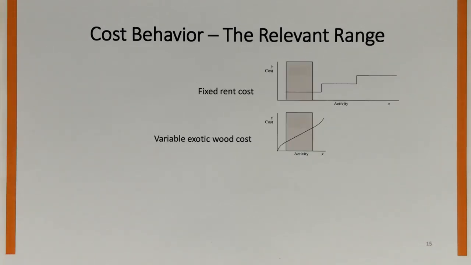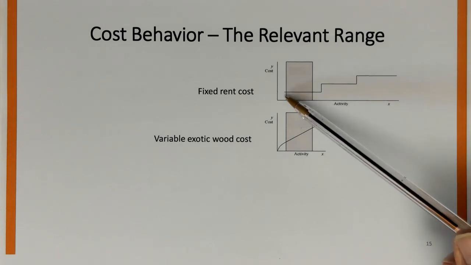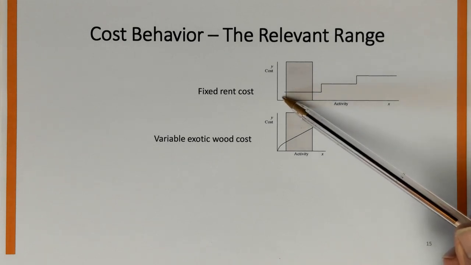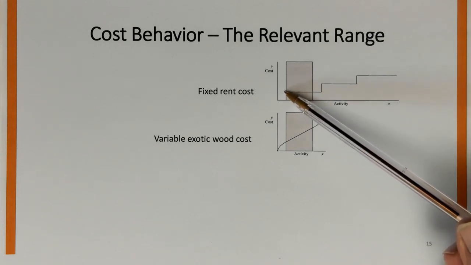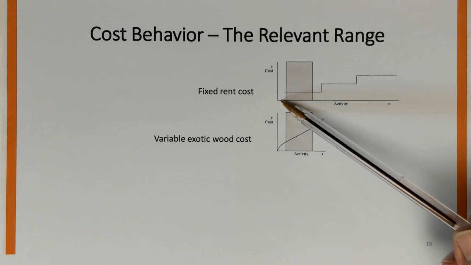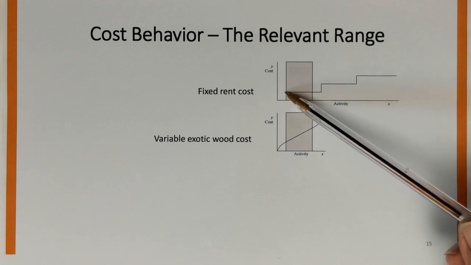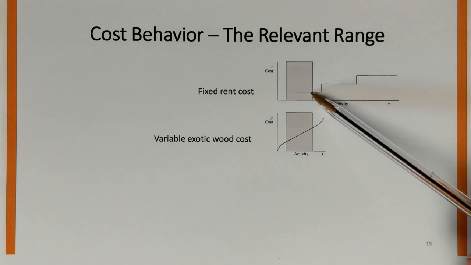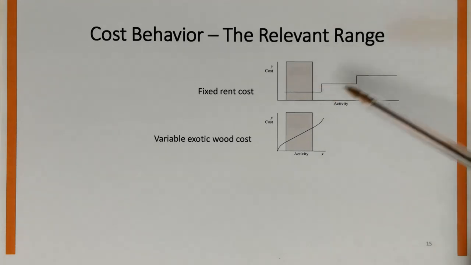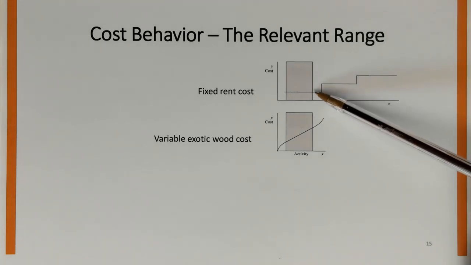We can depict this situation on some charts. And you see, for rent cost, it is fixed, but at very low levels, it drops down to zero. You see here? So if you only make a few mailboxes, you're probably not going to rent a factory building at all. On the other hand, when you're making, say, 300 to 1,000 mailboxes, then you're going to go ahead and rent the building for $3,000 a month.